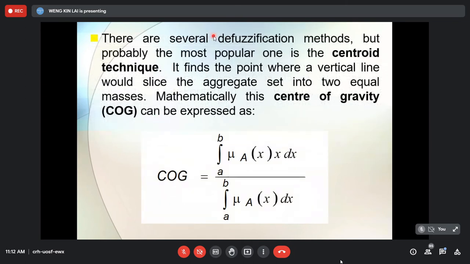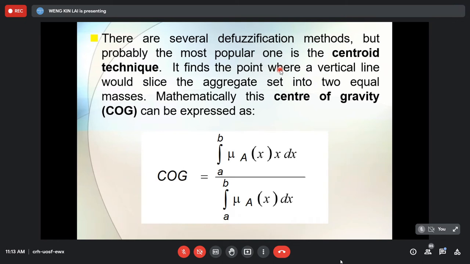There are several defuzzification methods, right? Of course, there are many. Why are there many? Because there is no one single method that fits everything. So you have to decide what the best method is to defuzzify. But normally we use what we call the center of gravity or centroid technique. It is the most popular one, and when it's popular there must be a reason: it works quite well and quite fast, and it is simple to process. This is the centroid technique.